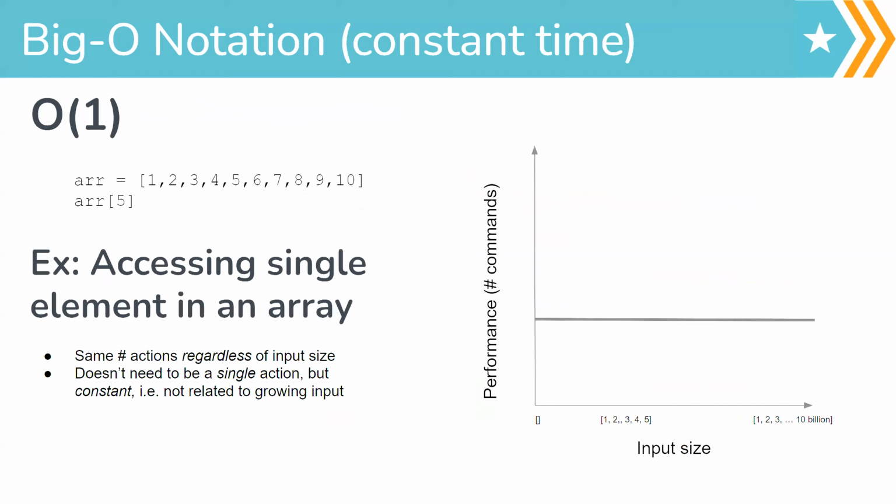So constant time, indexing is the classic example. It's a flat line, and this is really what big O is representing. It's representing a kind of curve. So in this case, it's a flat horizontal curve, which means it doesn't matter what happens to the input size, the performance stays the same.